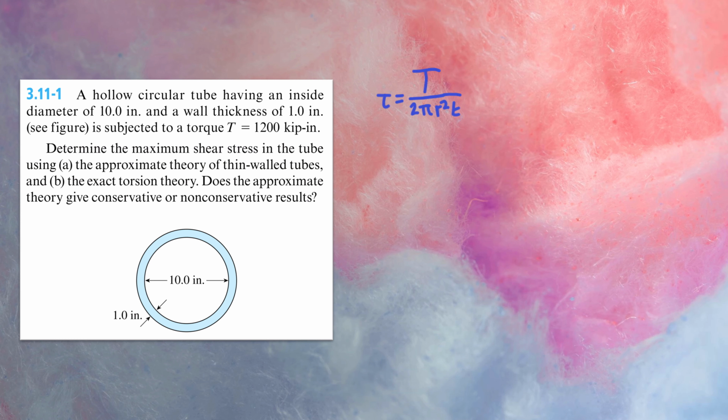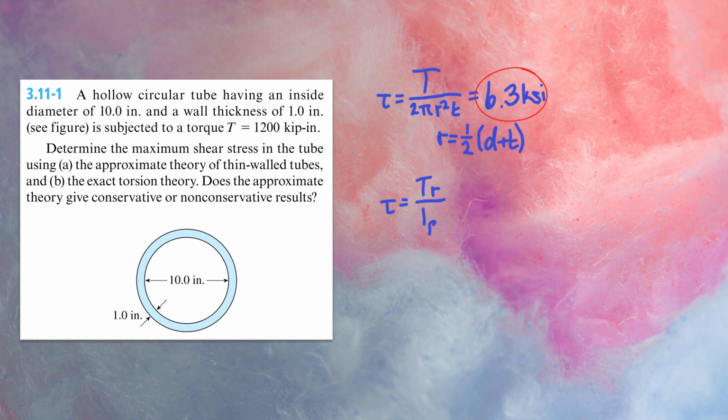So the equation for the approximate theory of thin-walled tubes is this one. We have our torque, our diameter, and a thickness, so we have everything we need to solve for it, just keeping in mind that the radius it's asking for is the radius of the centerline. If we take our diameter and add our thickness just one time, that gives us the diameter to the center of the area, and then cutting that in half gives us our radius. And we can calculate it and get our answer.